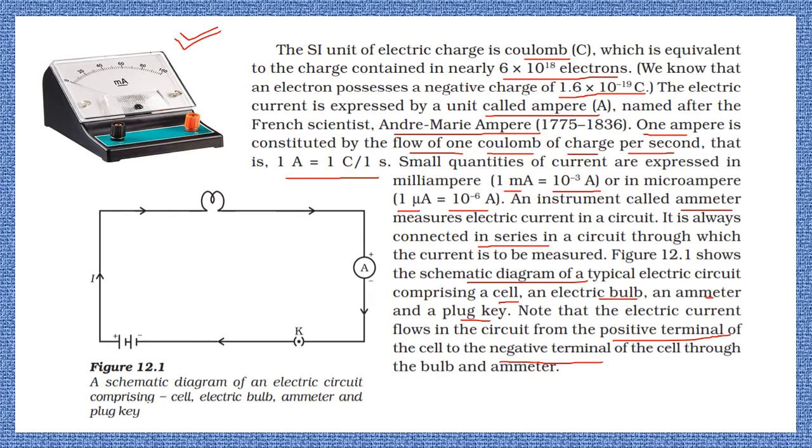Okay, see, this is the battery. Here this is the positive end of the battery, and here this is the negative end of the battery. Current will flow from positive to negative. This is the bulb, and the ammeter is connected over here in series to measure the electric current, and that is the plug. This is a simple electric circuit.